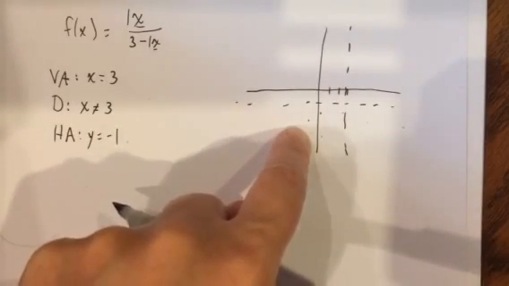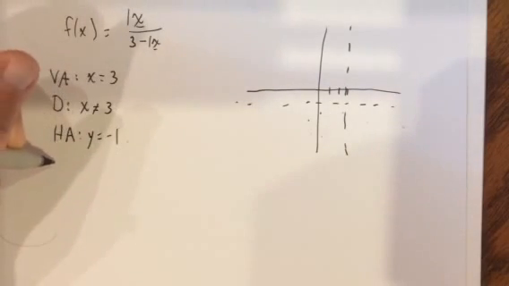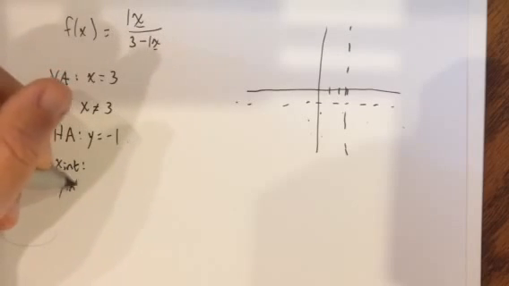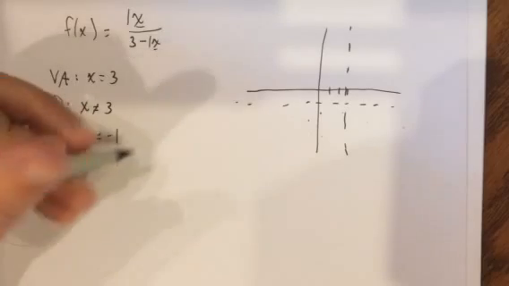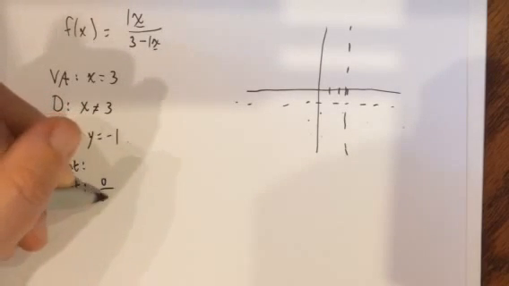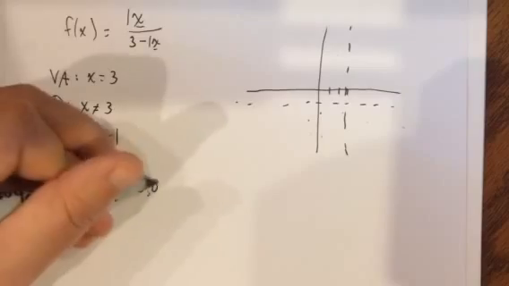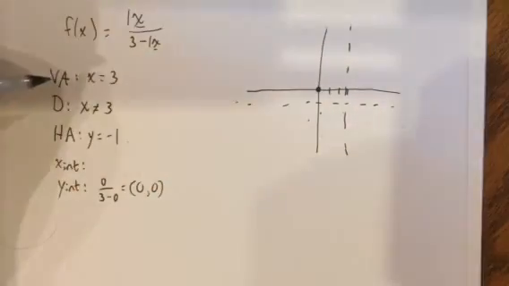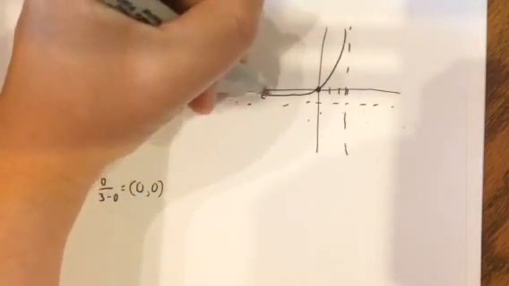So I'm just going to plot some points. And I'm going to plot the intercepts, because intercepts are usually easy. So I'm going to try to find the x-intercept and y-intercept. For the y-intercept, we just sub 0 in for x. So I'll get 0 over 3 minus 0, or 0. So I actually already have both intercepts, 0, 0. Which also tells me that this graph lies in this quadrant.